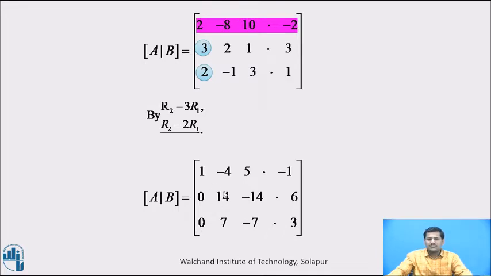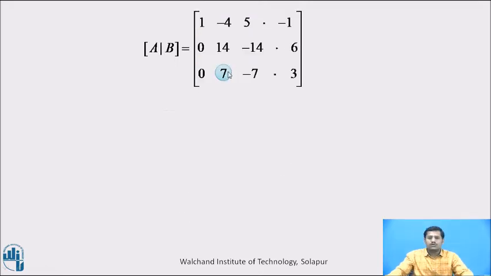Next, we will shift towards the next diagonal entry and convert the elements lying below that diagonal to 0. It means now we have to convert this 7 to 0 using row number 2. To convert this 7 to 0, we have to perform the transformation 2 times R3 minus R2.